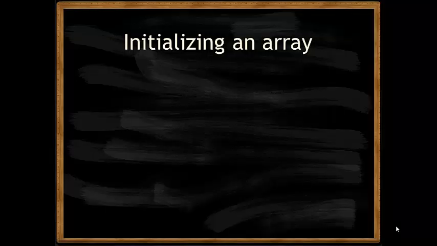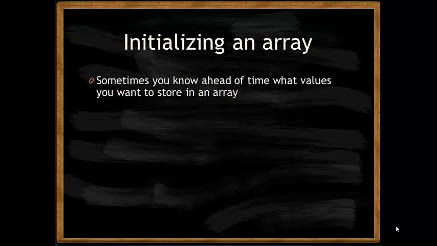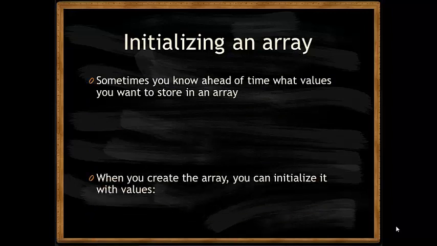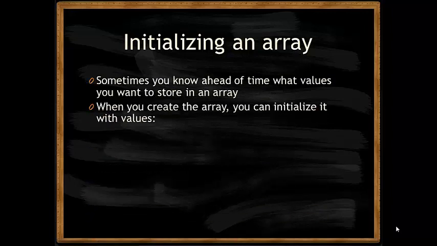So when you're initializing an array, in the previous video we declared several arrays of different sizes. That's a little bit different than creating an array and initializing it at the same time. Sometimes you know ahead of time what values you want to store in the array. So when you create the array, you can go ahead and give it the initial values.